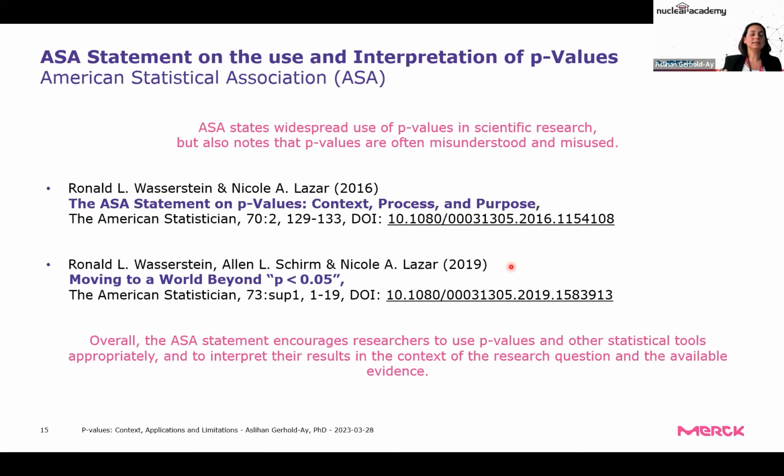And overall, the ASA statement encourages researchers to use p-values and other statistical tools appropriately and to interpret their results in the context of their research questions, and also look for the available evidence, and not only run all these analyses and catch the p-values. So let's go into a little more detail on what they have said.